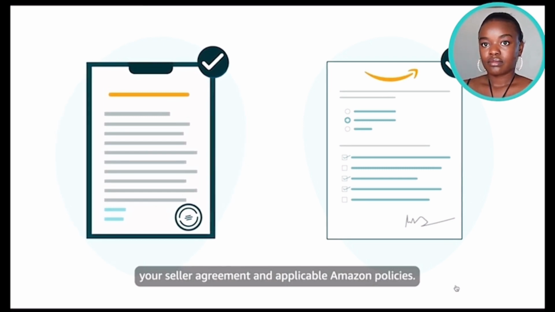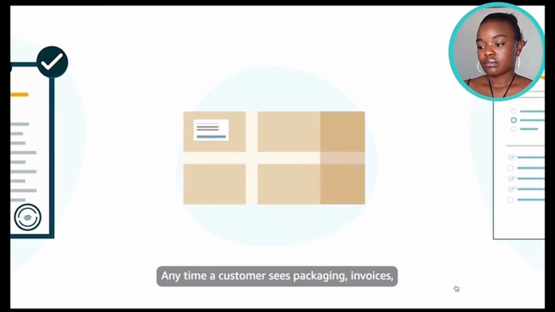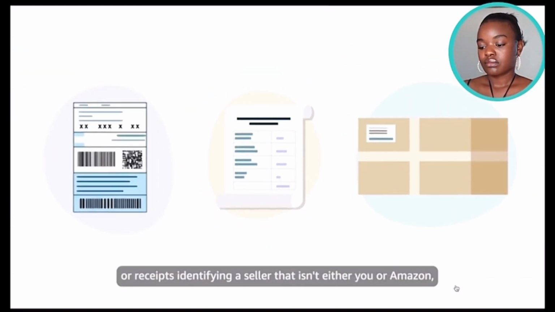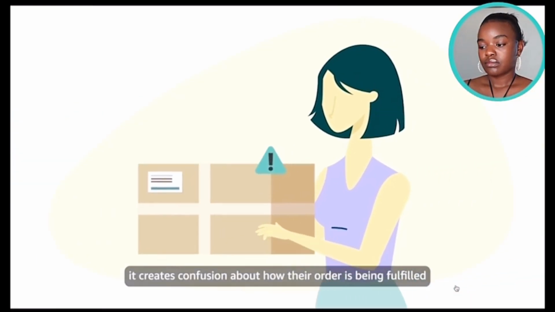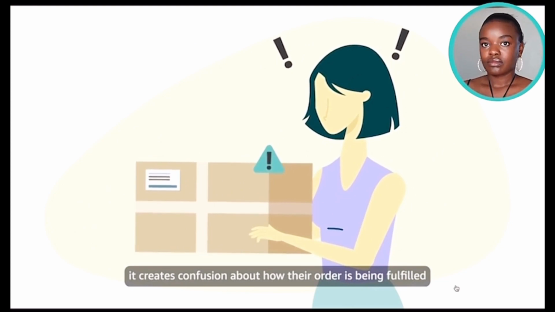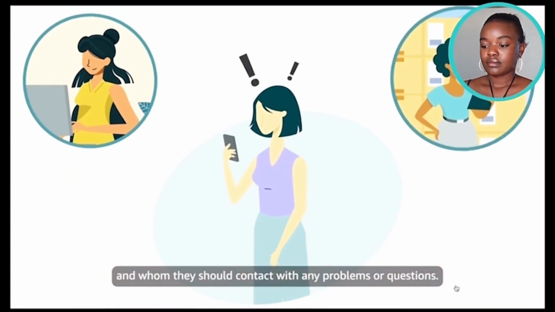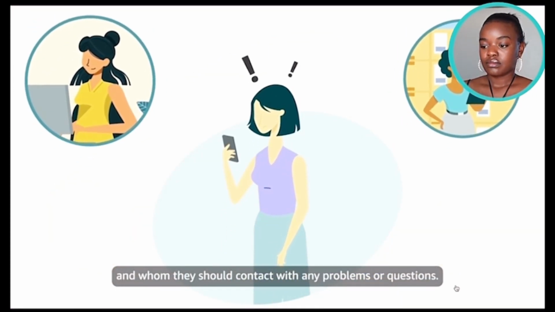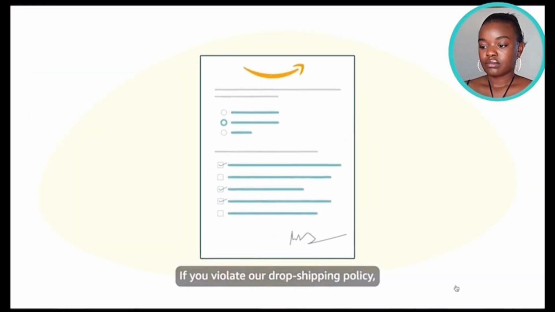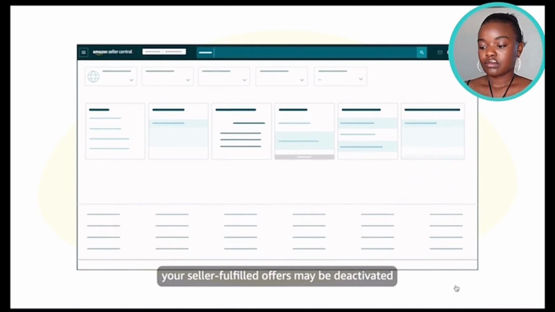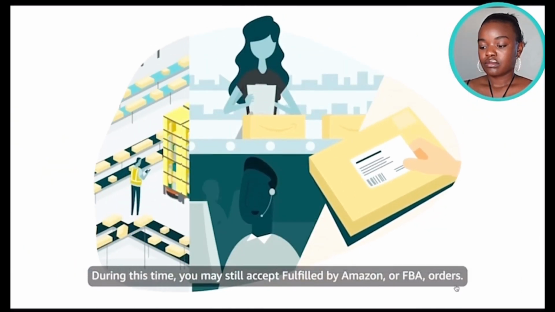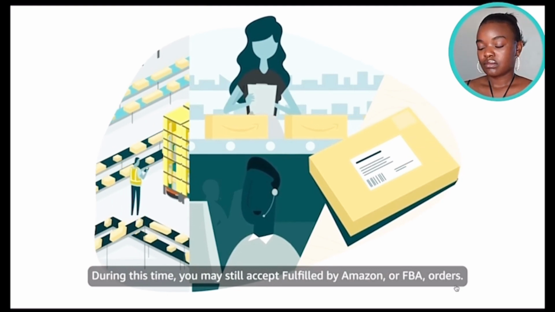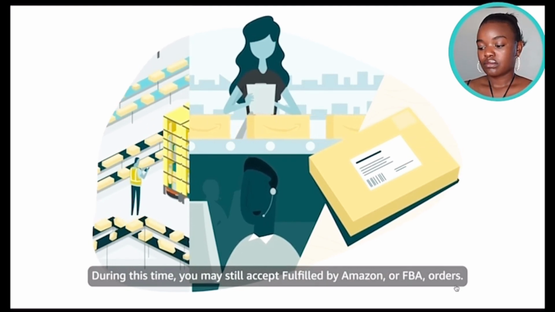Anytime a customer sees packaging, invoices, or receipts identifying a seller that isn't either you or Amazon, it creates confusion about how their order is being fulfilled and whom they should contact with any problems or questions. If you violate our dropshipping policy, your seller-fulfilled orders may be deactivated and your listings may be removed. During this time, you may still accept Fulfilled by Amazon, or FBA, orders.